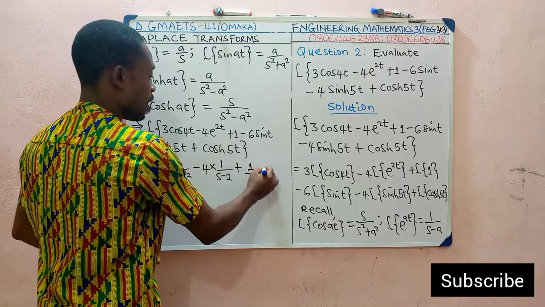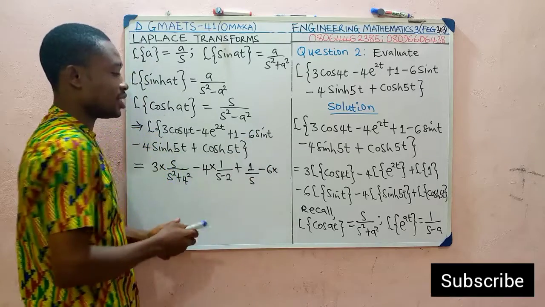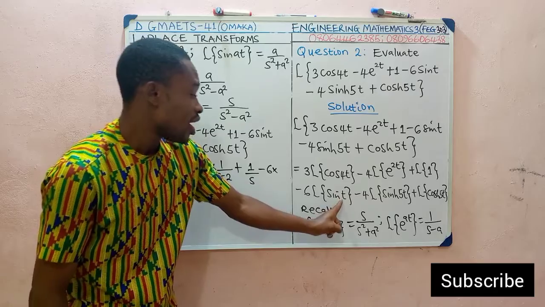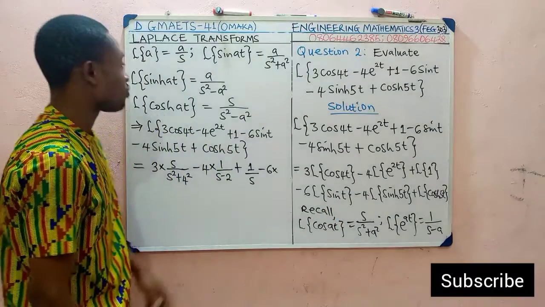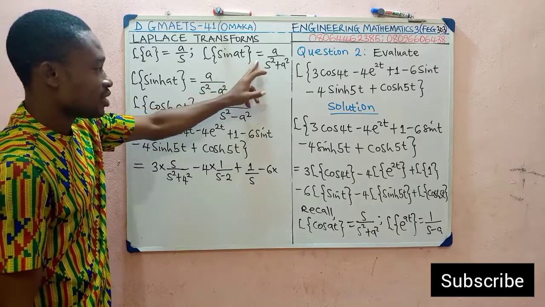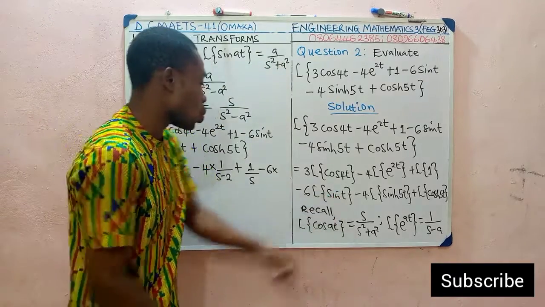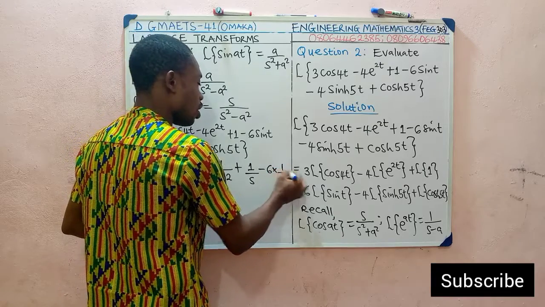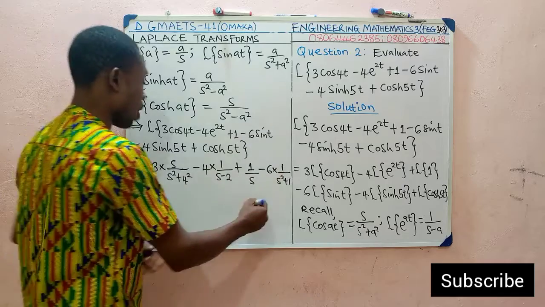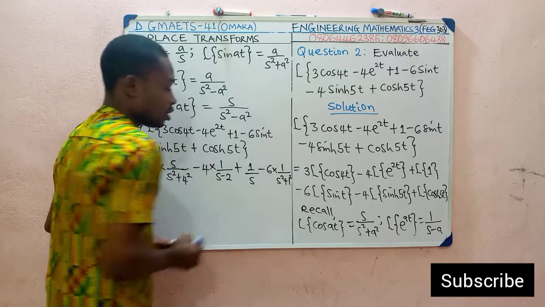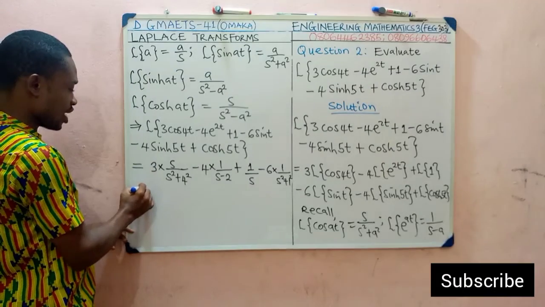The next, minus 6 times the Laplace transform of sine t. Take note, a here is 1 already. And we know the standard Laplace transform of sine is a all over s squared plus a squared. Our a here is 1. So it's going to be 1 all over s squared plus 1 squared. And 1 squared will still give you 1. Anyway, let me just indicate it, but it's not necessary. Move on to the next.